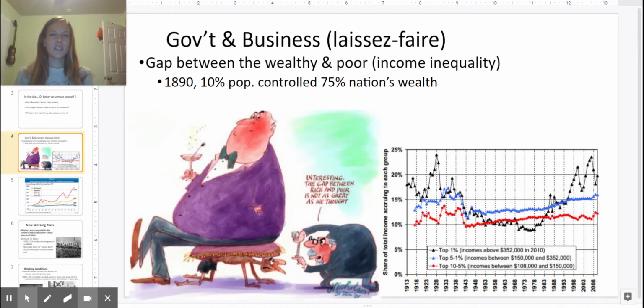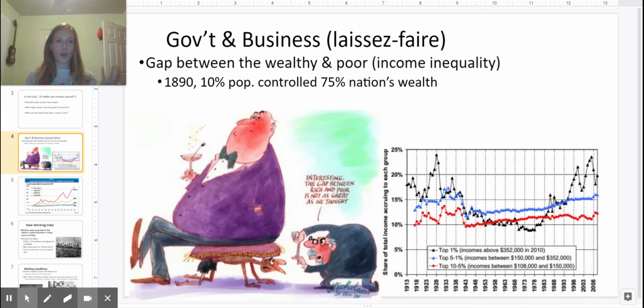And so let's think about laissez-faire. So remember, laissez-faire means lazy hands. It means hands off government. The government doesn't do anything to regulate business. And so what's going to happen when the government takes that approach towards the economy is that the wealthy and business owners are going to be able to accumulate a lot of wealth. And what tends to happen is the poor is not able to do that.